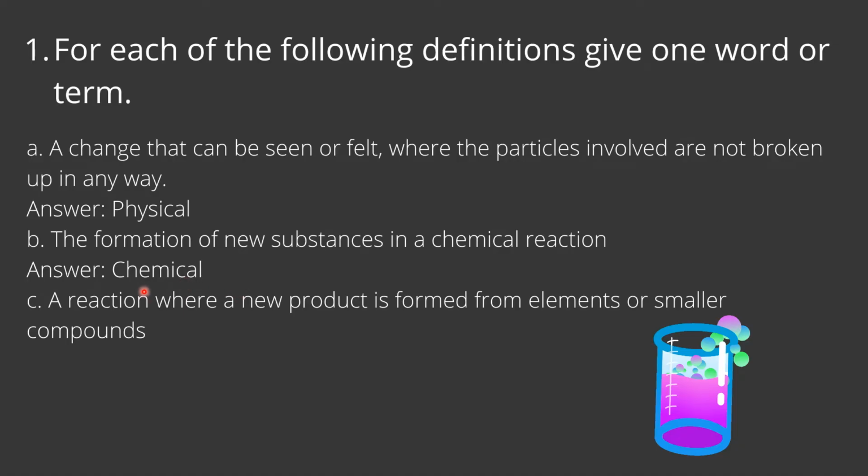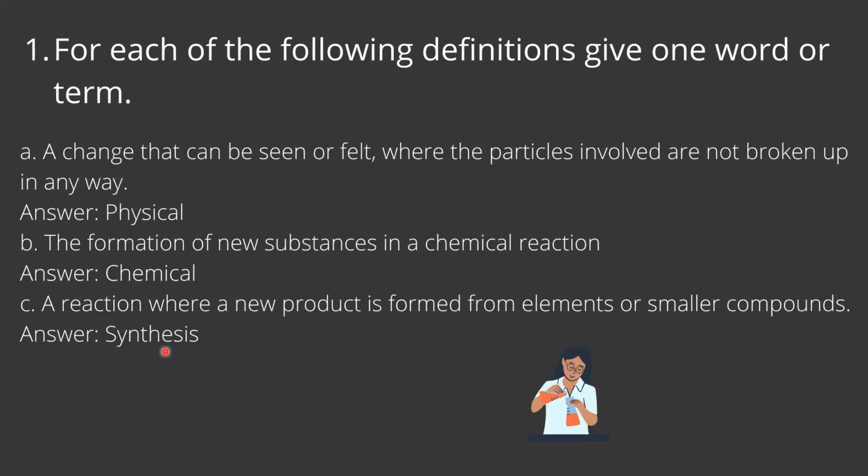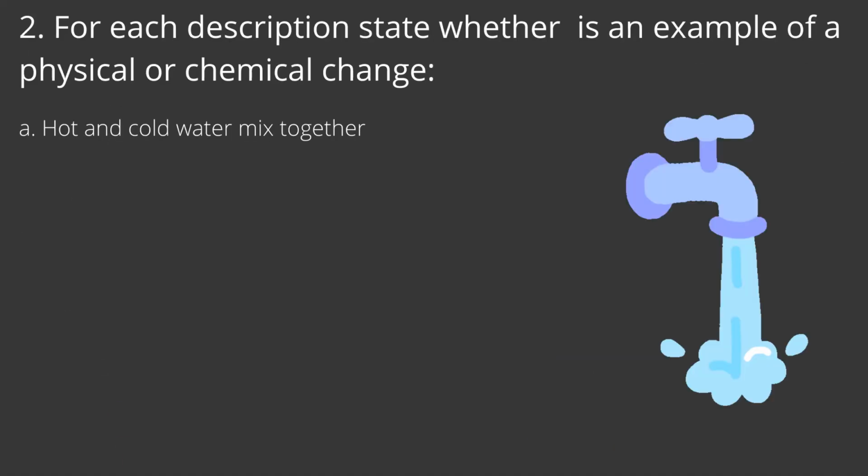So during a chemical change, we form new substances. And I think this is the last one. C is a type of reaction where a new product is formed from elements or smaller compounds. What type of reaction do you think that is? And if you guessed it, it's a synthesis reaction. Remember the difference between synthesis and decomposition, right? So now we're moving on to the second question.